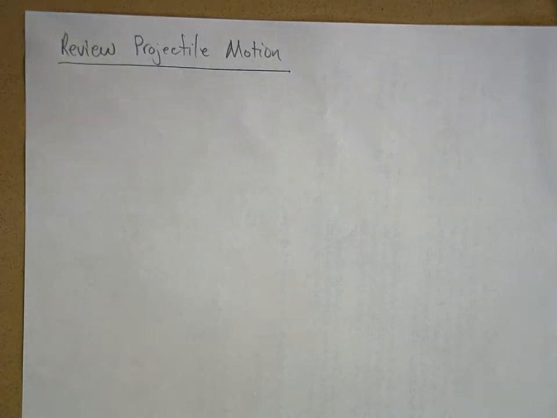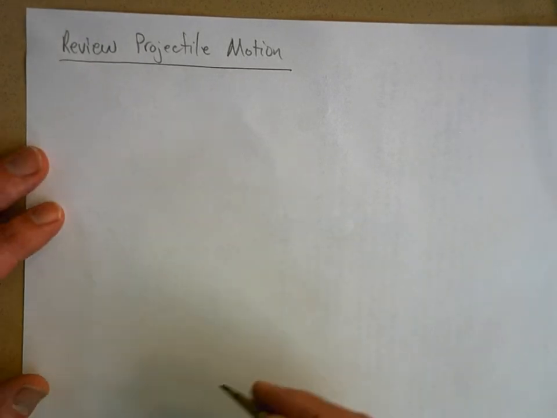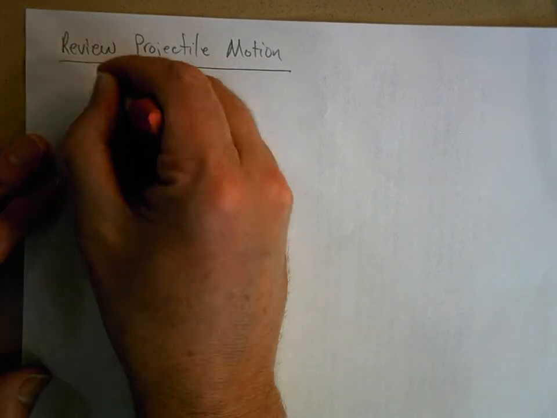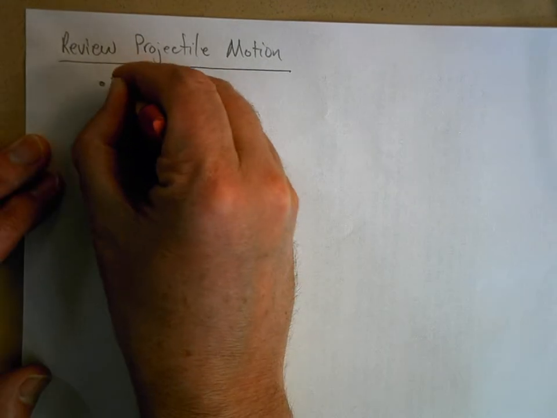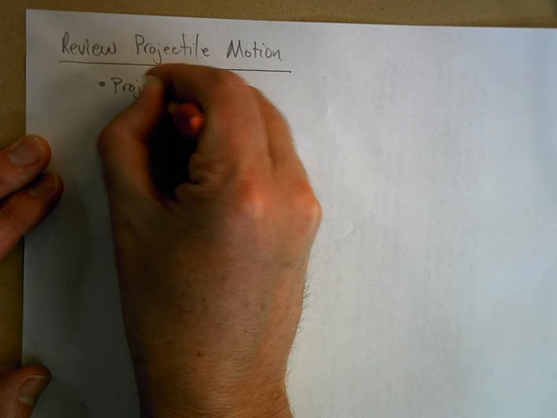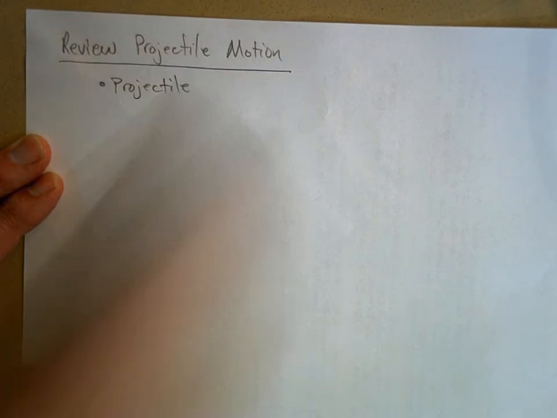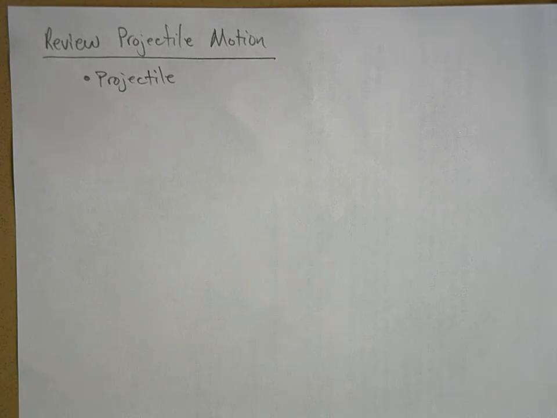Let's review projectile motion, what are the assumptions made, and what's going on. First of all, let's remember what is a projectile? If something is a projectile, what is it? It's an object that is moving through the air.